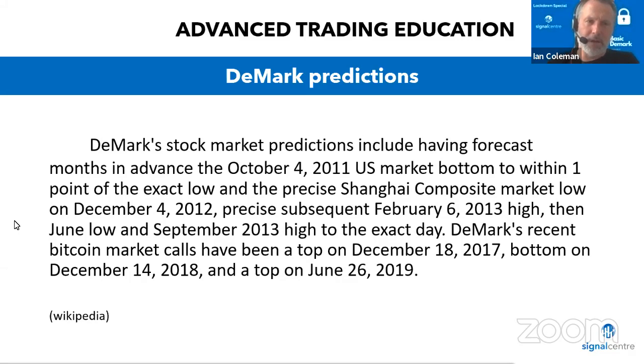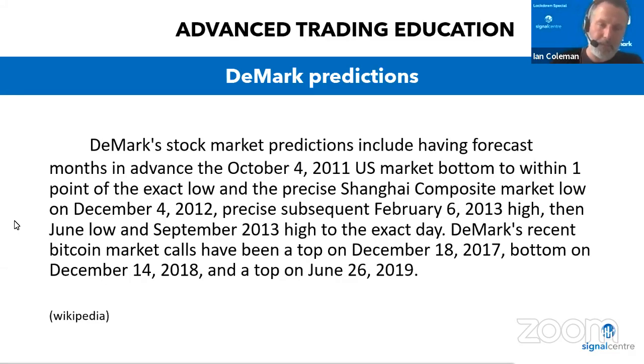DeMark predictions. DeMark stock market predictions include having forecast, months in advance, the October the 4th, 2011 US market bottom to within 1 point. I mean, really? Months in advance, and you're able to dictate within a point where it bottomed out in 2011. It was the exact low, precise to within 1 point, and the precise Shanghai composite market low on December the 4th, 2012. So the precise level of the Shanghai composite.